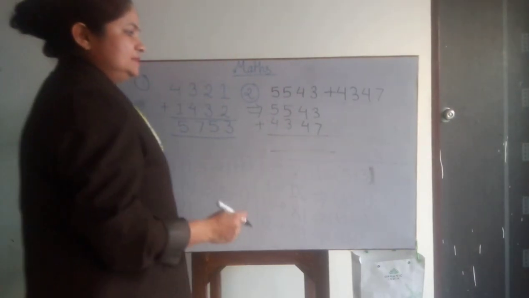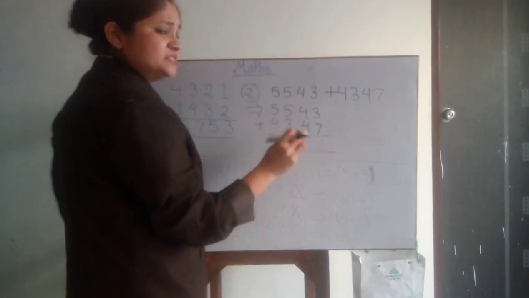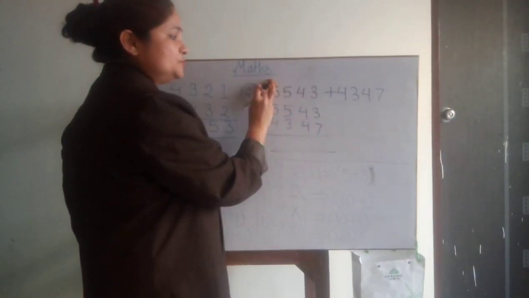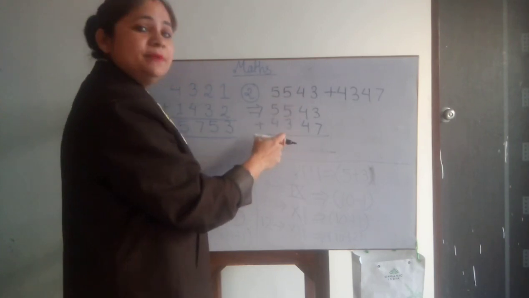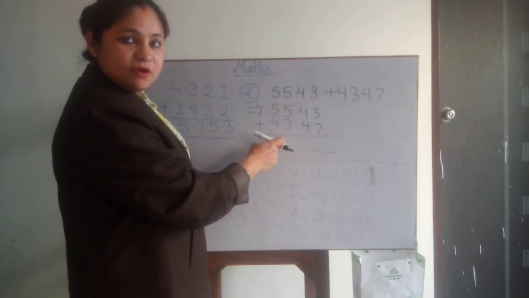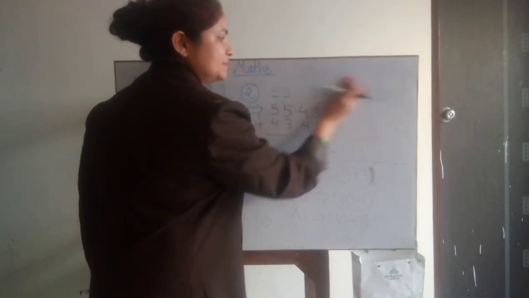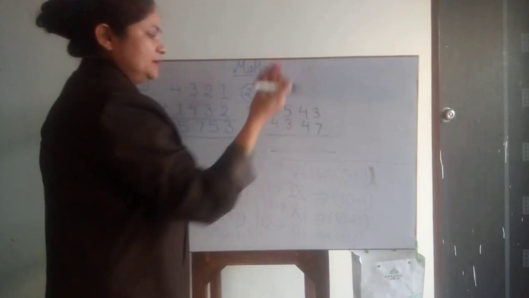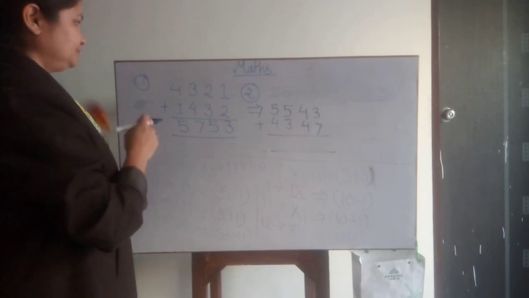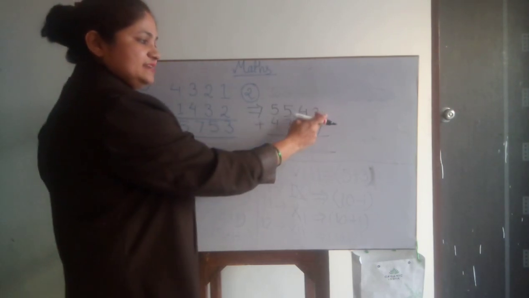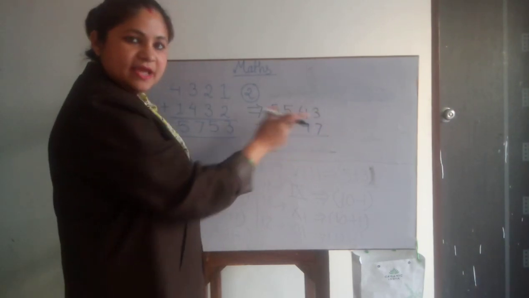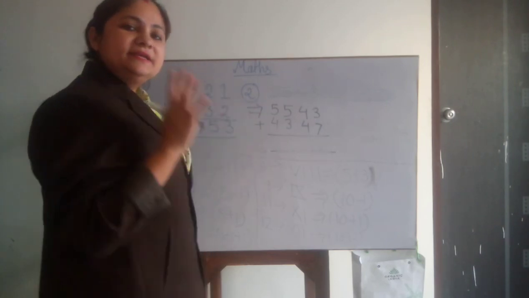Since space is very less, I am going to wipe this question because we have already noted it down here in the form of a column. So there is no need of this question. Okay, so I am rubbing it. Now let us start. It is 3, it is 7. We have to add 3 and 7.